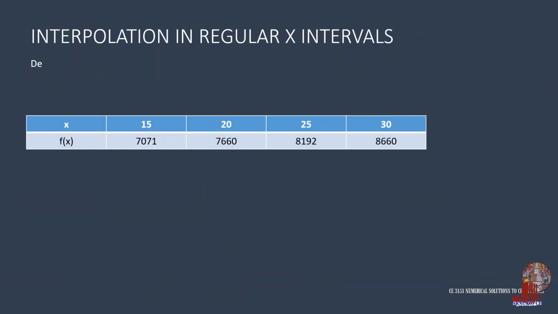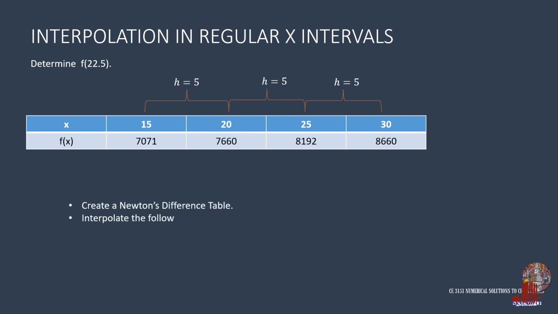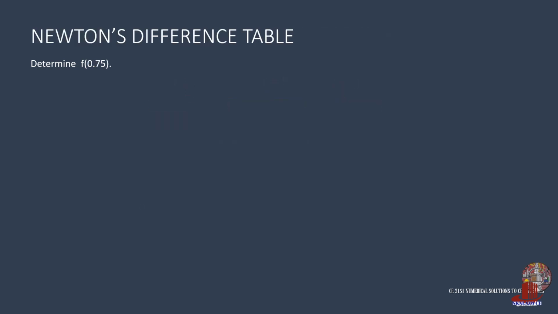Given a dataset with 4 points, where the X interval is regular, the solution for interpolation is to complete Newton's difference table and interpolate based on the location of the point in the set. If X lies within the first half, the solution should be with the Gregory-Newton forward interpolation. Otherwise, use Gregory-Newton backward interpolation. For both methods of interpolation, Newton's difference table is necessary.